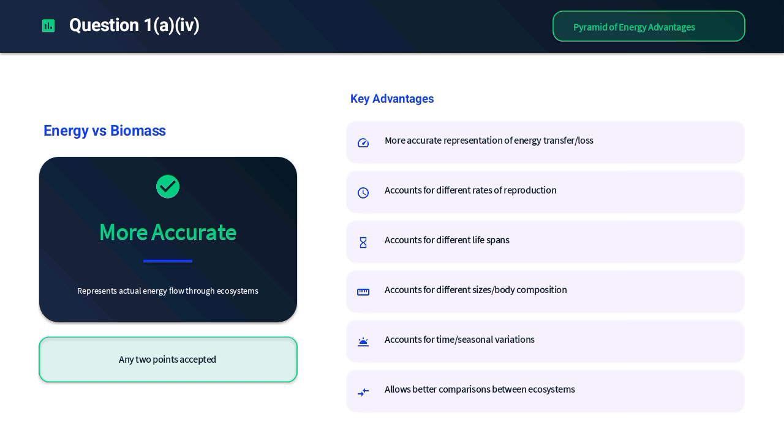Fourth, it accounts for different sizes and body compositions of organisms. Fifth, it accounts for time and seasonal variations. And finally, it allows for better comparisons between different ecosystems. You only need to describe any 2 of these advantages for full marks. Remember, biomass pyramids can be misleading because they don't show the rate of energy flow.